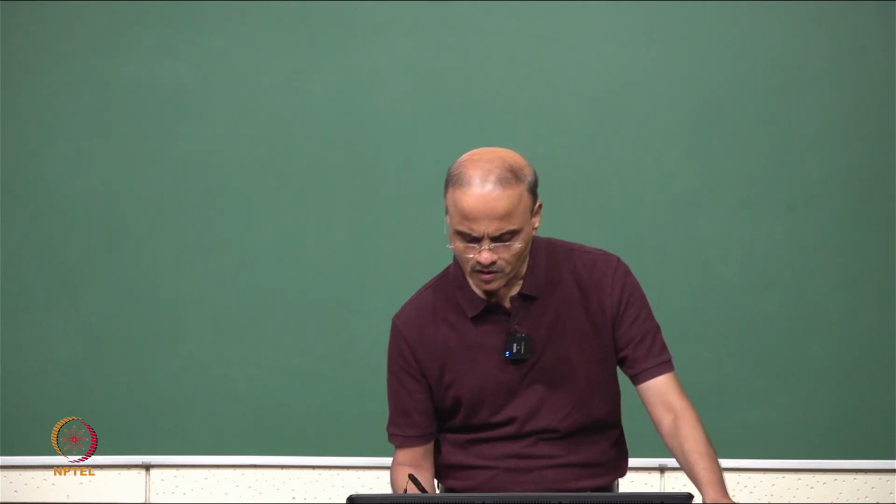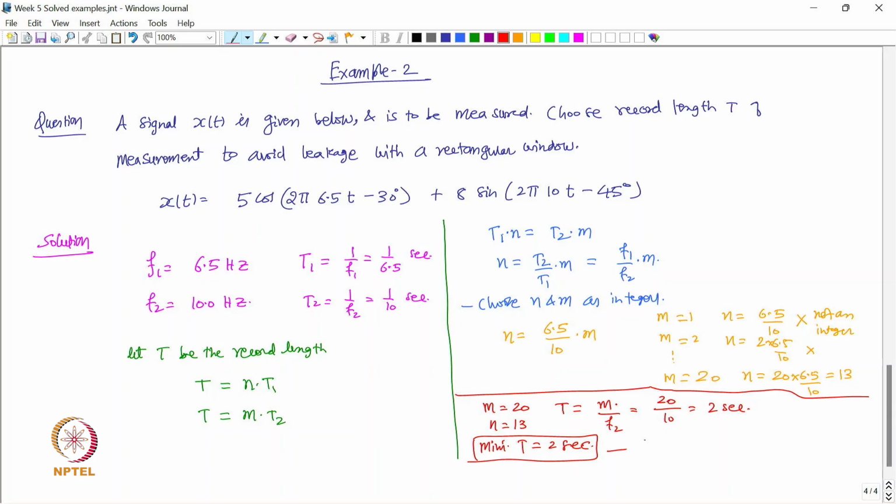So, I think this is how we would not have any leakage in the spectrum with a rectangular window, right. So, this way we complete the solution of example 2.